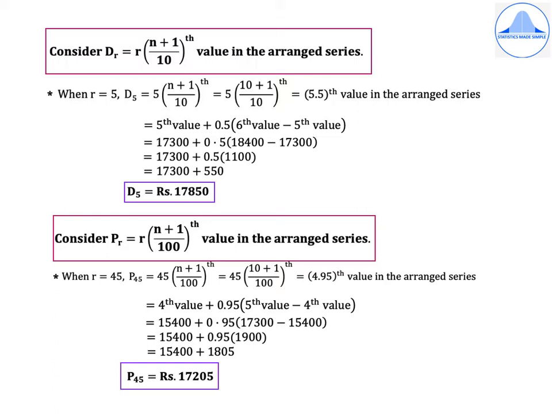plus 0.95 into (5th value minus the 4th value), which is equal to 15,400 plus 0.95 into (17,300 minus 15,400), which is equal to 15,400 plus 0.95 into 1,900, or you get 15,400 plus 1,805, which gives P45 equal to rupees 17,205.